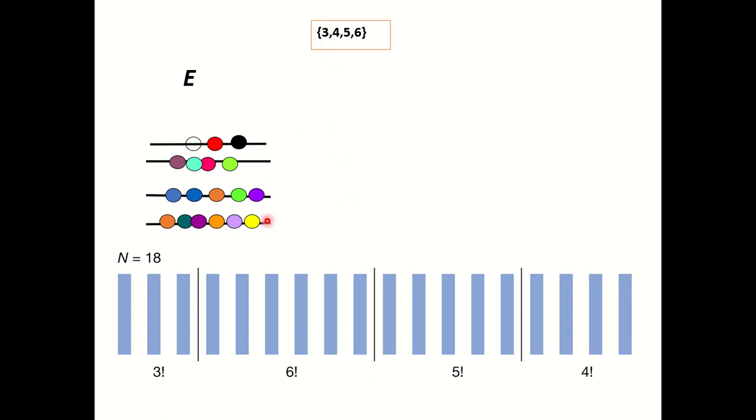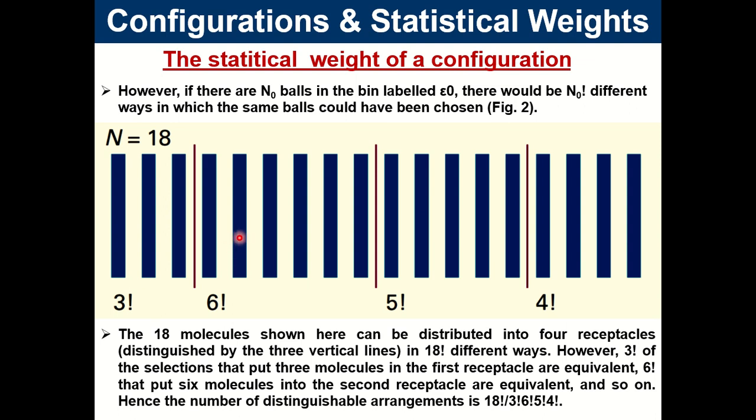Suppose you have 4 energy levels and you have 18 molecules to place. How many different ways can you do it? Take a look over here. If N is equal to 18, this is the first energy level, the first basket. If you fix that in the first basket, epsilon naught, you can place only 3 atoms. The second basket can have only 6 particles. The third basket will have 5 particles, and the fourth one will have only 4 particles.